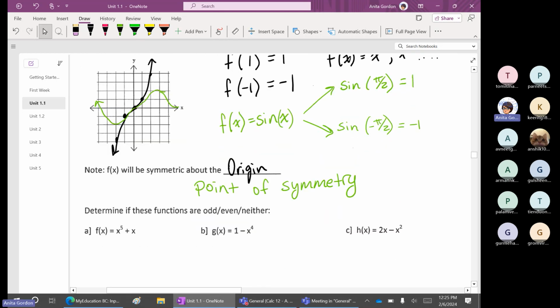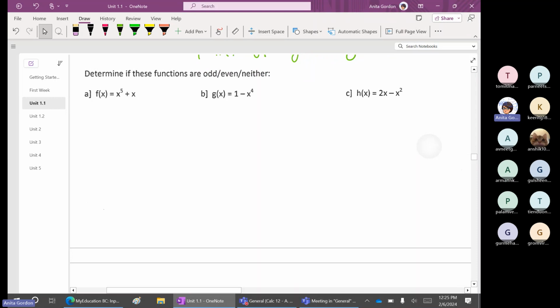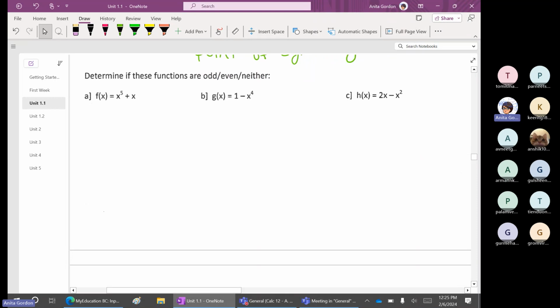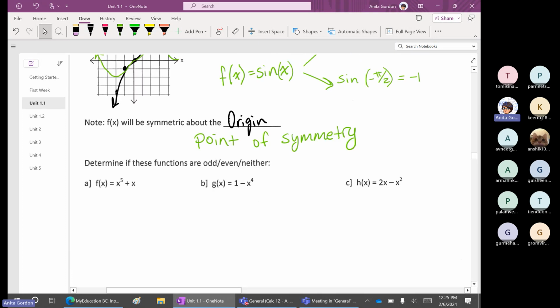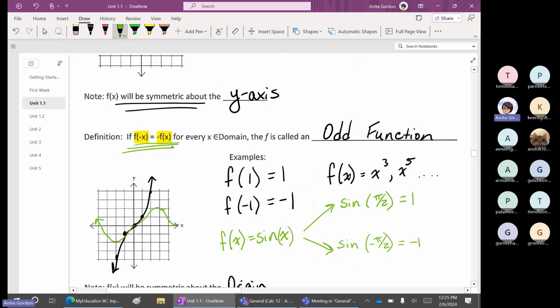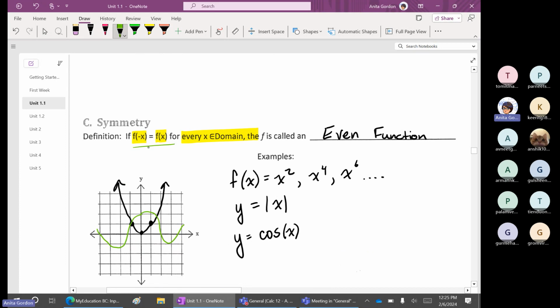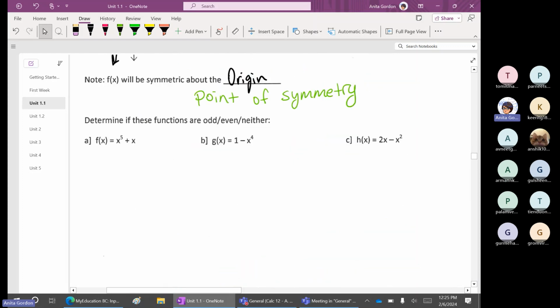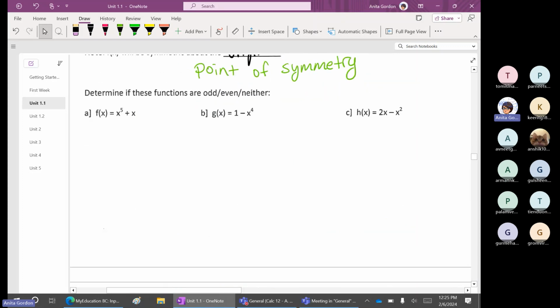Okay, some examples. Take a moment with the person sitting next to you. Are these functions even, odd, or neither? Use the test. Here is your test. This is the test for an odd function. This is the test for an even function. So if you change the sign of the x, but the y comes out the same, then it's even. If you change the sign of the x and the y also changes sign, then it's odd. But if you get something weird, then it's neither. So do the test.